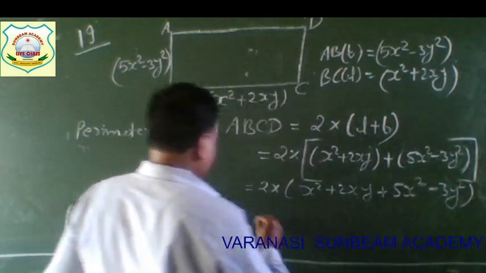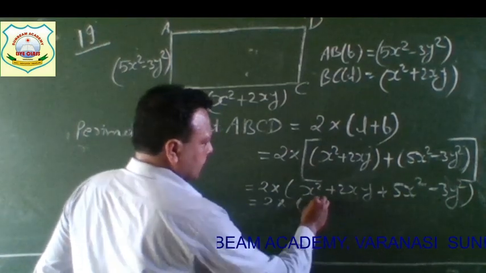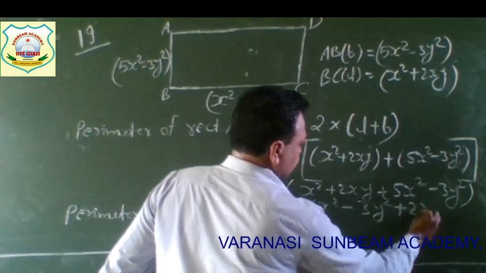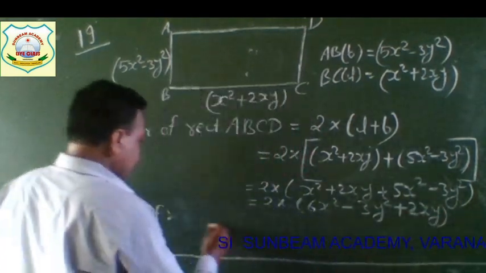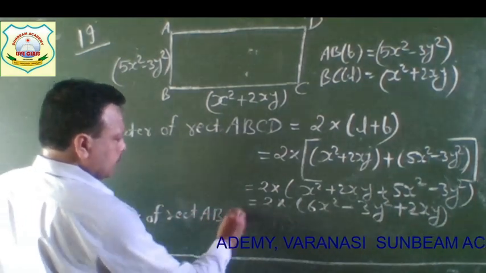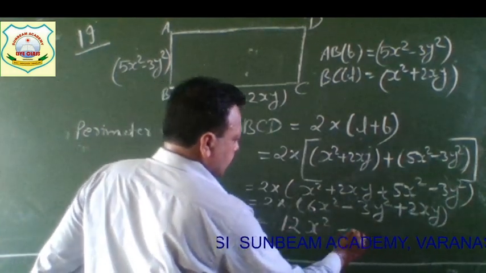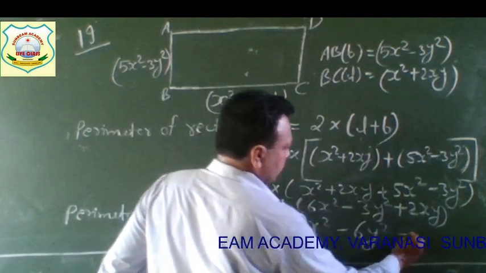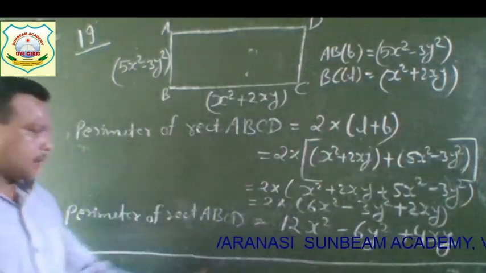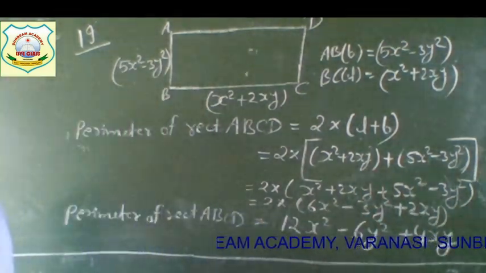Okay students, now 2 multiplied by 6x square minus 3y square plus 2xy. Now what value will come after multiplying? 2 times 6 is 12x square, minus 2 times 3 is 6y square, plus 2 times 2 is 4xy. You can say 12x square minus 6y square plus 4xy. It will be your answer.